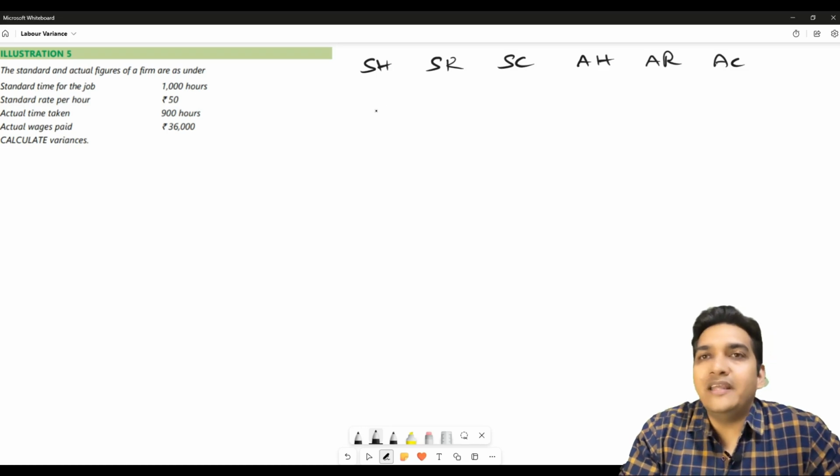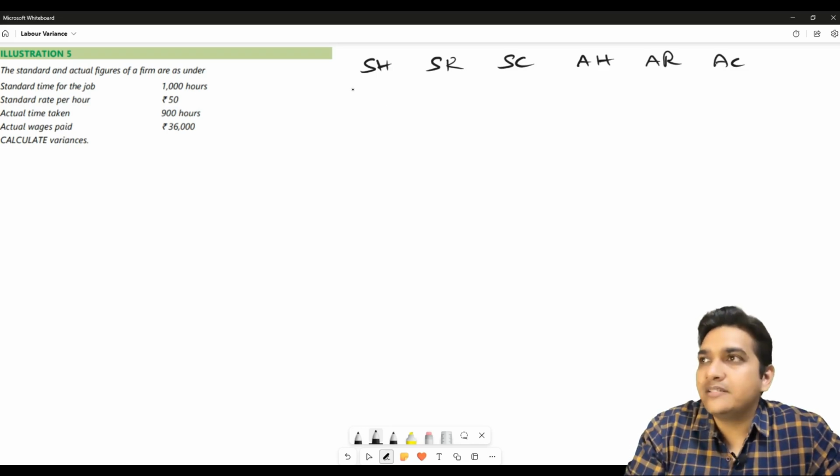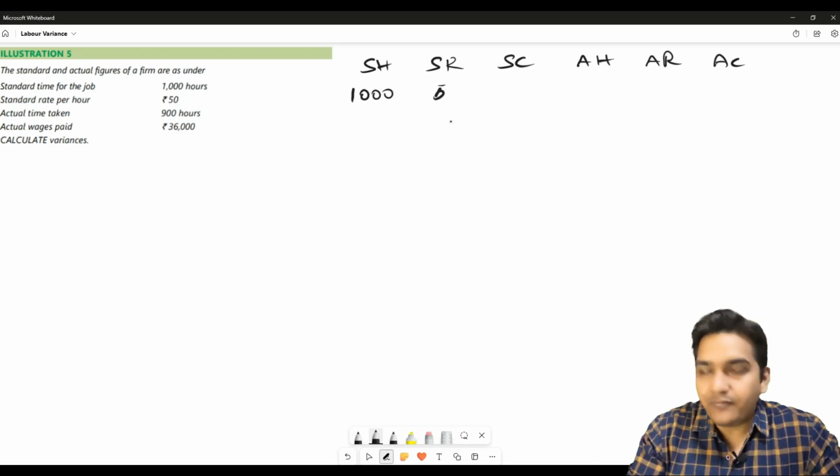So the table will be standard hours, standard rate, standard cost, actual hours, actual rate, actual cost. Now, do we have the standard hours? Yes. What does the question say? It is 1000. Do we have the standard rate? Yes, it is 50. Do we have the actual hours? Yes, it says 900. Do we have the actual rate? No. However, they have given us the actual cost, that is 36,000.